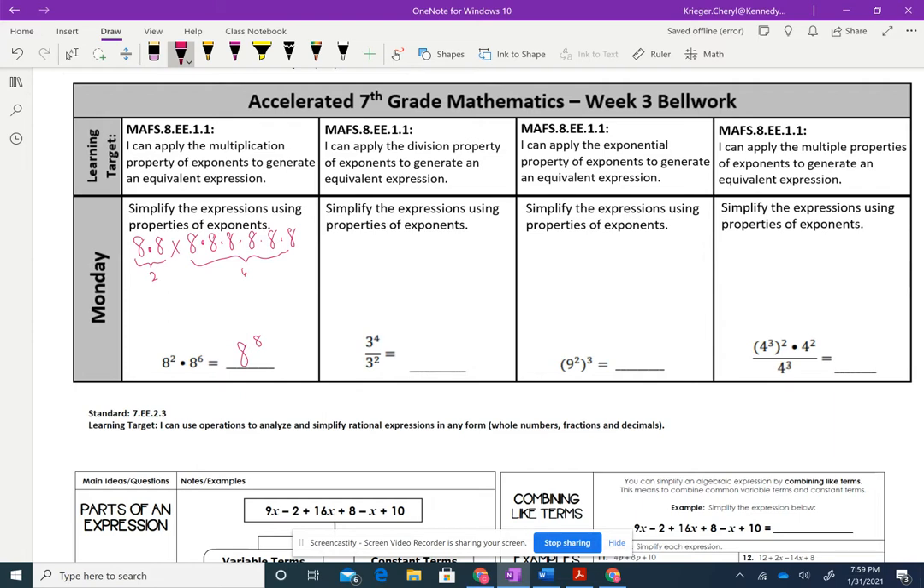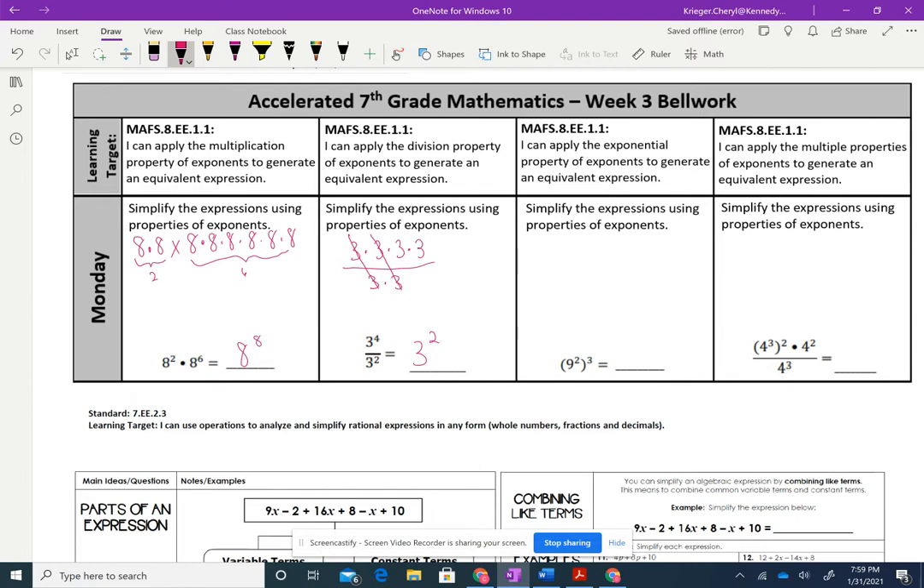Okay, so we do division kind of the same way. If we have 3 to the fourth divided by 3 to the second, I'll go ahead and write it as a fraction. 3 to the fourth is 3 times 3 times 3 times 3. And 3 to the second is just 3 times 3. Okay, so we know that any time we have a number divided by itself, that's 1. So we can do 3 divided by 3 is 1. They cancel. And 3 divided by 3 is 1. Those cancel. So we have 3 times 3 left. So we'll write that as 3 to the second power.